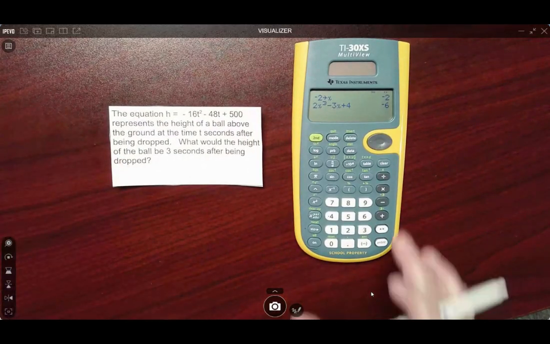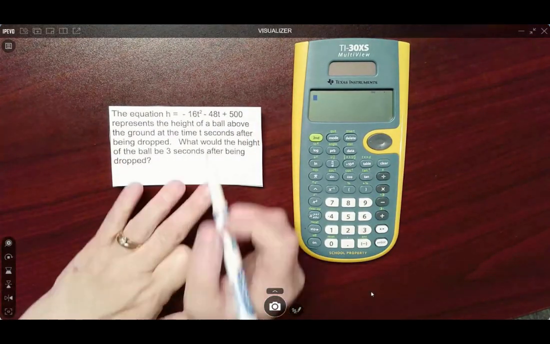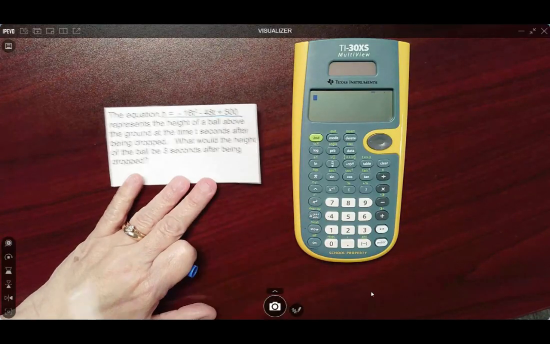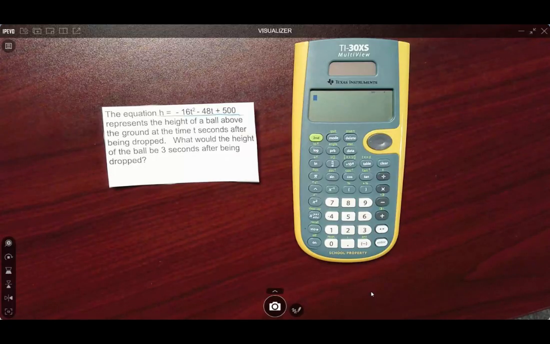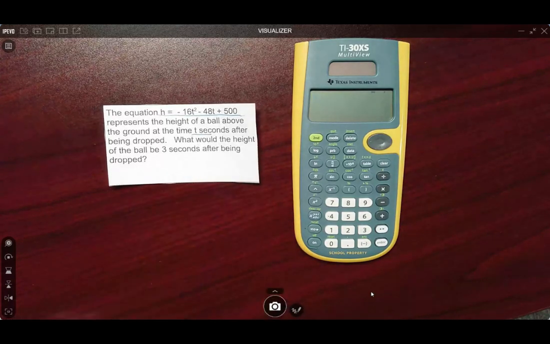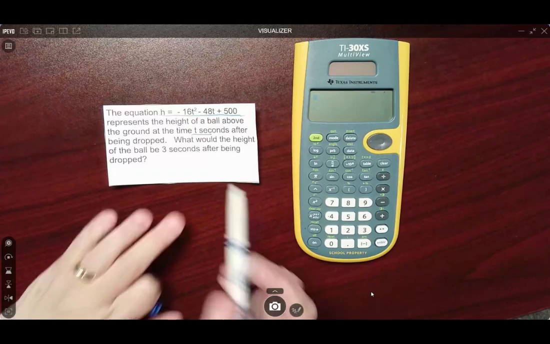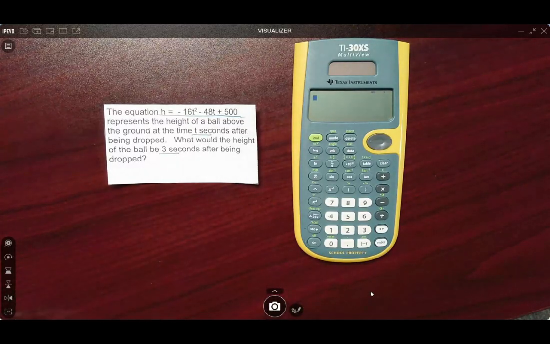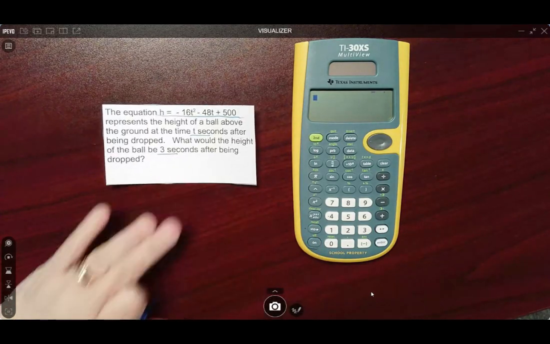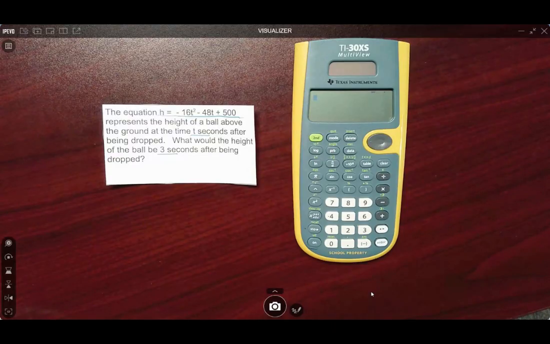So let's look at a few questions with word problems that are evaluating functions. So this first one, the equation h equals -16t squared minus 48t plus 500 represents the height of a ball t seconds after being dropped. What would the height of the ball be 3 seconds after being dropped? So we have this equation and we're trying to find out the height of a ball 3 seconds after being dropped. So how can we do that?